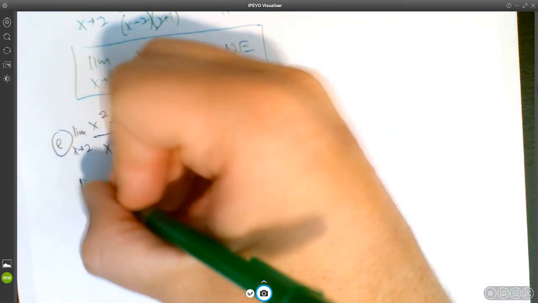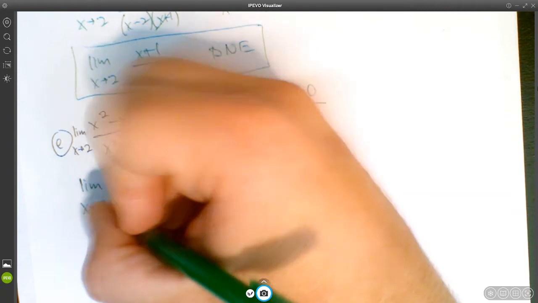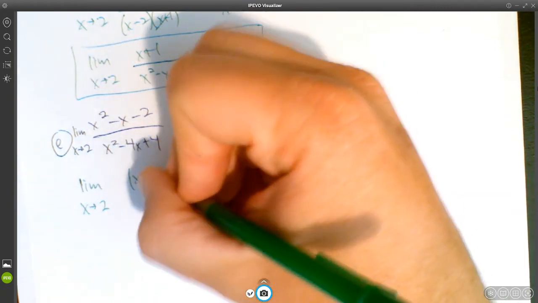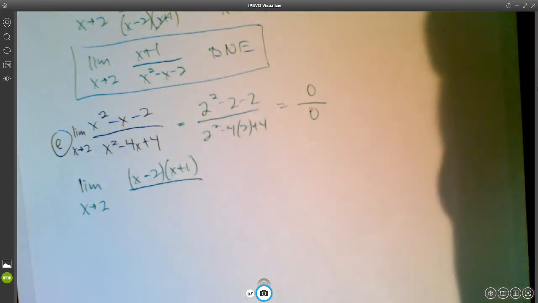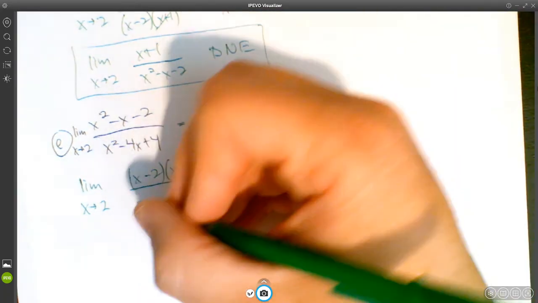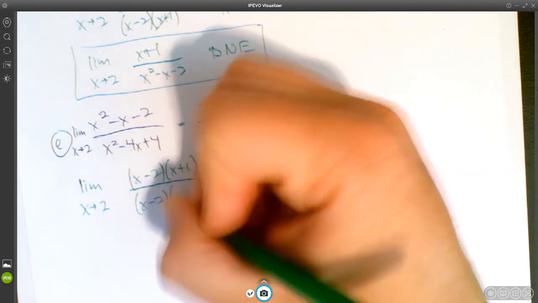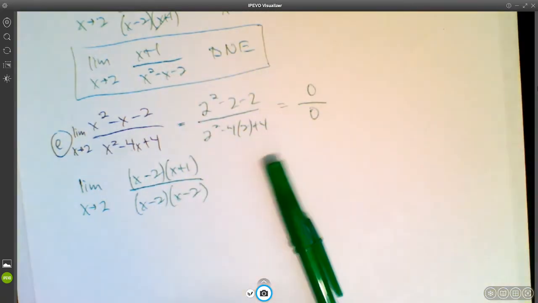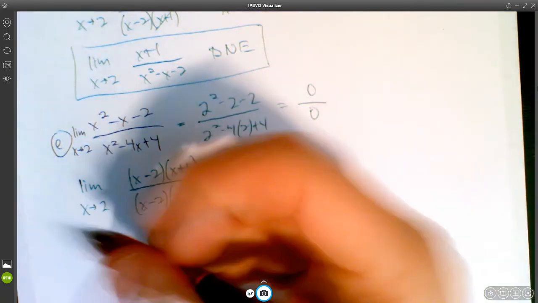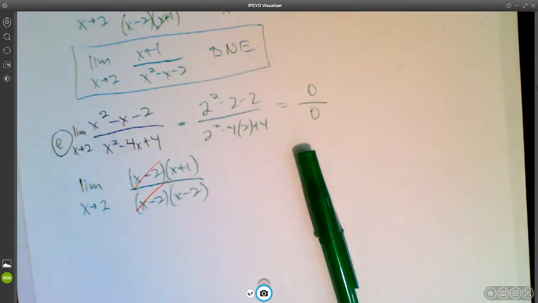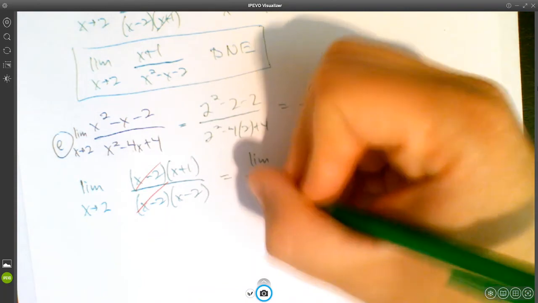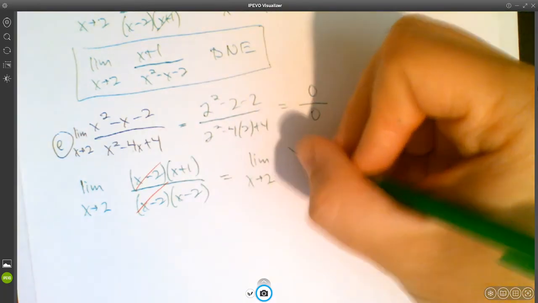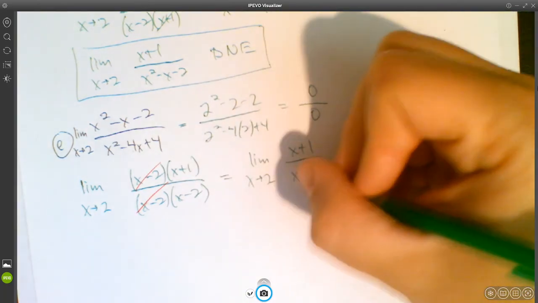Okay, so this is one that I have to try to factor, right? So I would do the limit as x approaches 2. We've already seen the factorization of the numerator. It's (x minus 2) times (x plus 1). In the denominator, this thing factors as (x minus 2) times (x minus 2). So that's pretty cool. I can cancel off one of the x minus 2's. And I get the limit as x approaches 2 of (x plus 1) over (x minus 2).